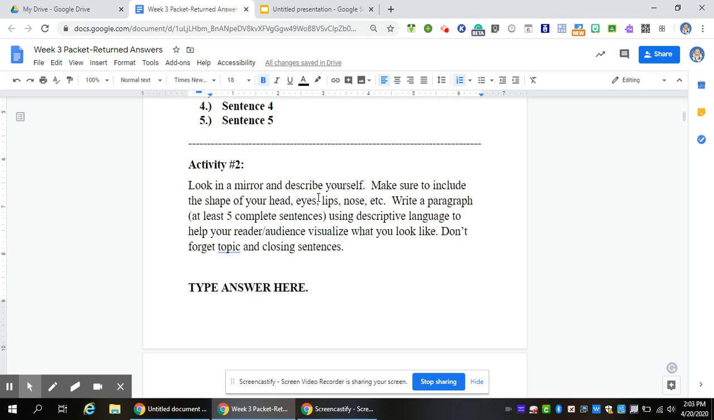Activity 2 is helping them think about adjectives. So it says, look in a mirror and describe yourself. I would have your child have a sheet of paper to write down a list of adjectives to begin with. This will help them with brainstorming what they want to write in their paragraph. Their paragraph should be at least 5 sentences and should include a topic and closing sentence. Don't let them just throw down sentences of, I look pretty, I have brown hair. Really encourage them to be good 3rd grade writers.